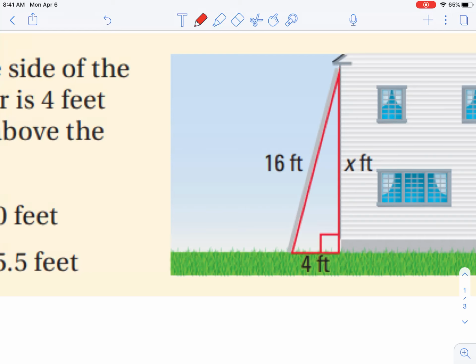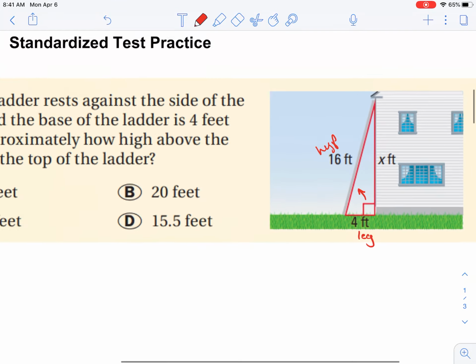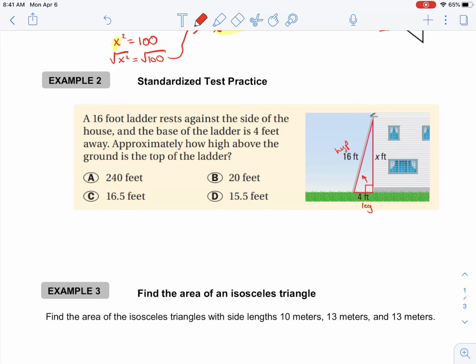So we first want to kind of dissect what do we have here. This is a leg, this 4 feet. Okay, and then across from our 90-degree angle is our hypotenuse. So the ladder is actually the hypotenuse here, and the side of the house is another leg. So when we fill this in to our Pythagorean theorem, we'll have 16 squared equals 4 squared plus, and whatever side we don't know we call x, which they did call x here. So then we just fill in 16 squared, 16 squared is 256, equals 16 plus x squared.